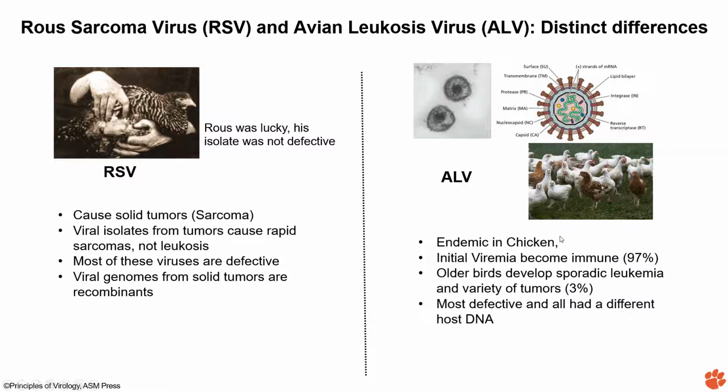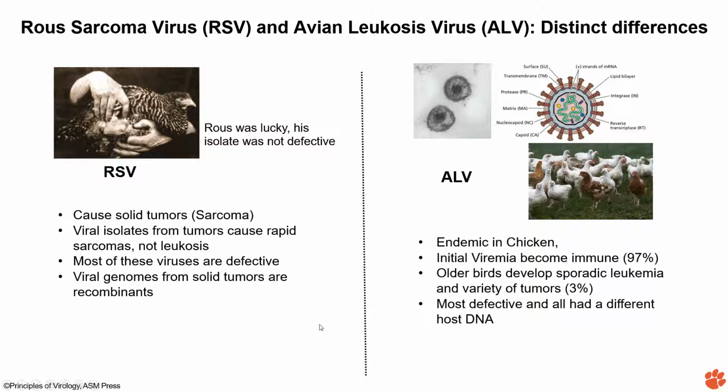This is endemic in chickens. Initially, when a chicken is infected, there is a viremia, meaning there is a replicating virus in them. And almost 97% of the chickens become immune to it. The older birds, remember this, older birds, develop sporadic leukemia and a variety of tumors, but it's only 3%. Most of these viruses are defective and all had different host DNA. So what do we mean by defective, and containing host DNA, and recombinants?